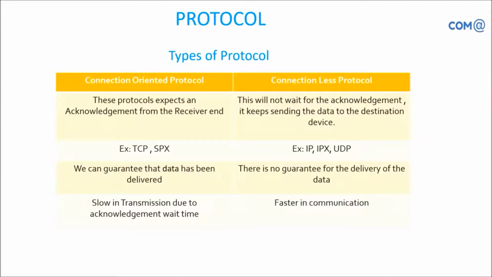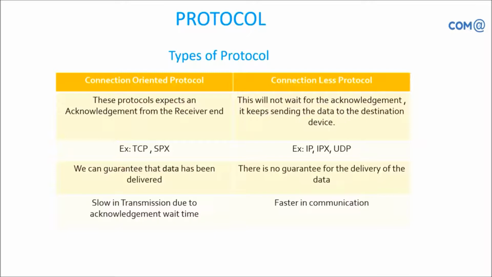There are types of protocols available: one is connection oriented protocol, the other is connectionless protocol. Connection oriented means if I'm sending information, I'll wait for the acknowledgement from the recipient or the destination machine. Once I get the acknowledgement, then I will transfer the next packet. Till that time, I'll be holding the second packet of information. That is connection oriented.